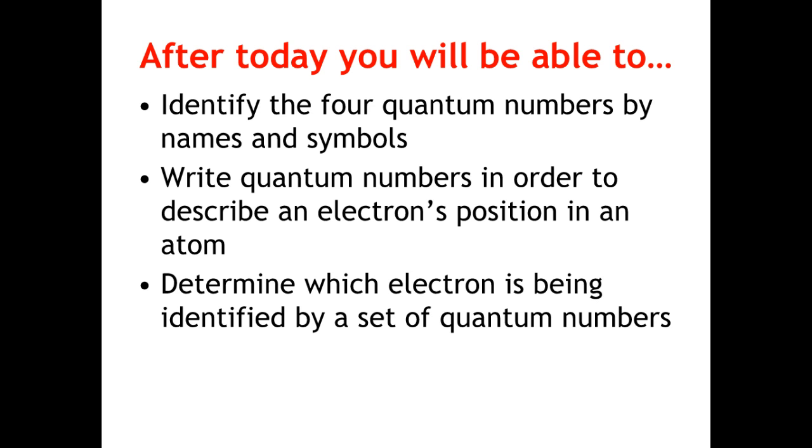Today we're going to identify 4 quantum numbers. We're going to give them names and their symbols. We're going to be able to write those quantum numbers so we can describe an electron's position. Then we will be able to determine which electron is being identified by a set of quantum numbers.